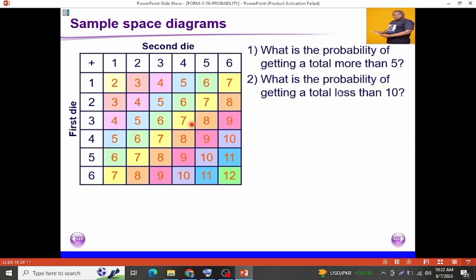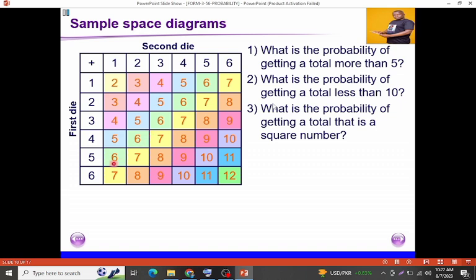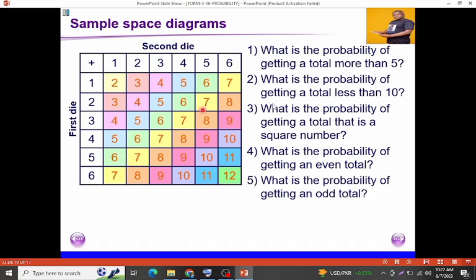The probability that the total is less than 10: you count how many are less than 10. So you start from here. You have 4 9s, and counting on, you get up to 30. So it will be 30 out of 36 there. And so on. You can continue answering the rest of the questions there.